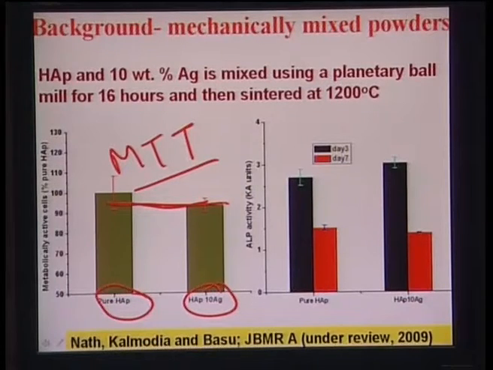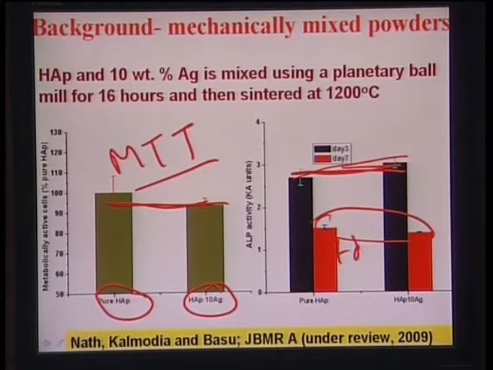Now, ALP activity, alkaline phosphatase activity. What you see here is pure hydroxyapatite after 3 days, and this is hydroxyapatite 10% silver. In both cases, again, the error bars roughly overlap with each other, so you do not see any statistically significant difference. The similar thing you have also noticed at 7 days. So the red ones are 7 days.